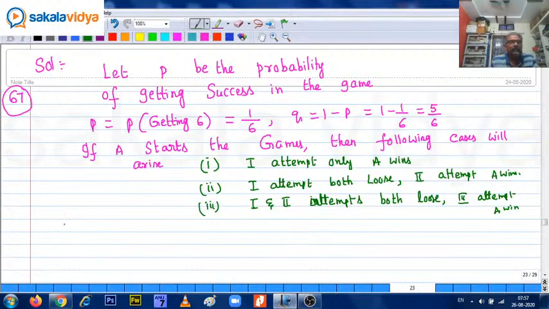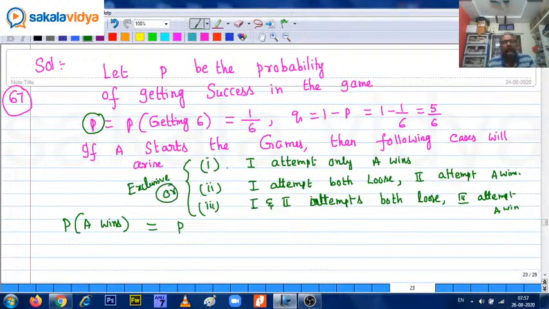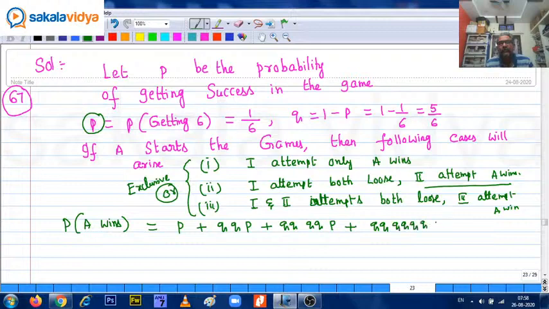That means the probability of A winning is equal to: first attempt only A wins, which is probability P. These are all exclusive, not inclusive. Exclusive means 'or', either 1 or 2 or 3, so you need to write plus only. First only P, plus next: first attempt both lose, that means A loses and B loses, then second attempt A wins, that means Q, Q into P. Next, both lose in the first two attempts, QQ, QQ, then P. Plus and so on, until he wins the match, to infinity.